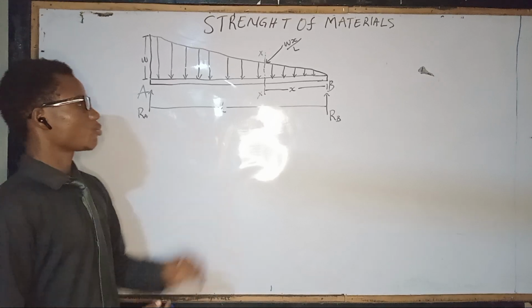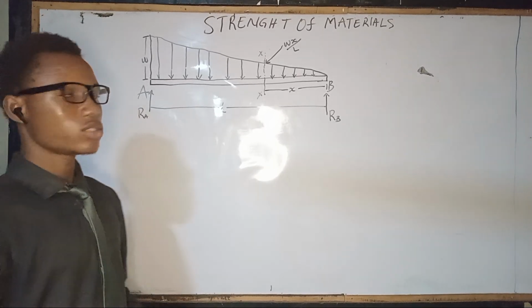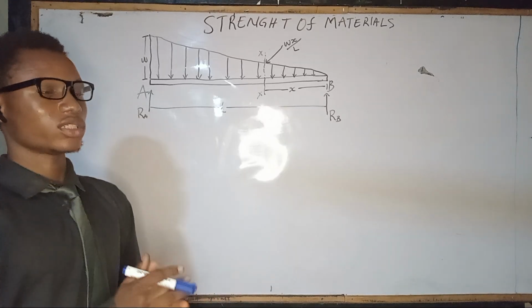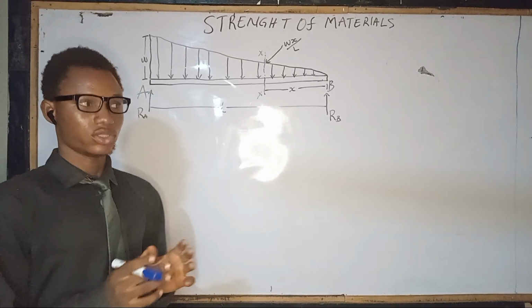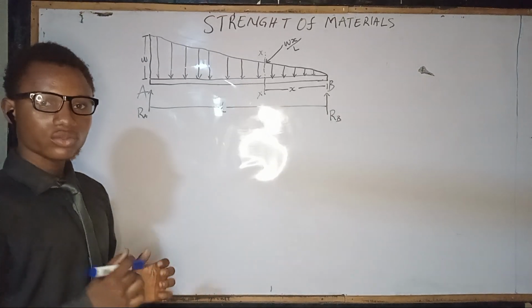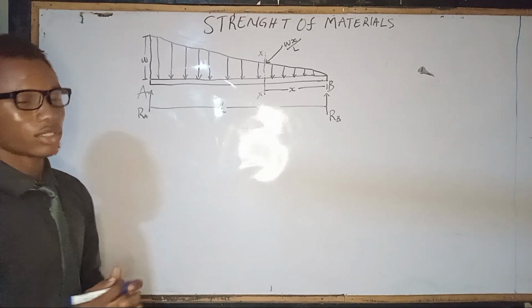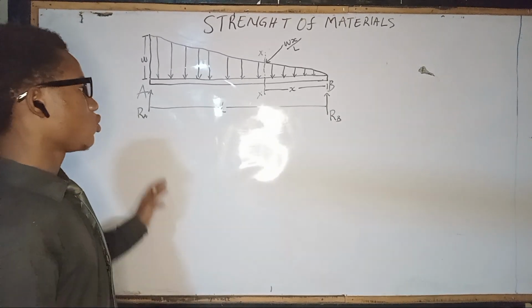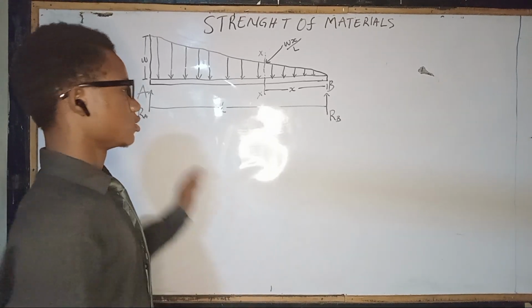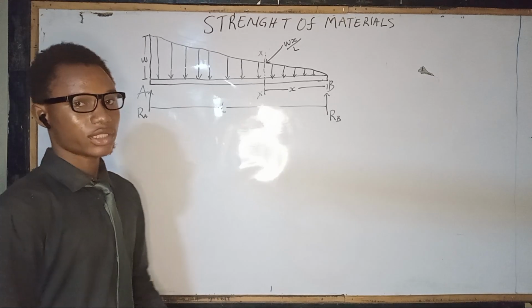Given a simply supported beam with a uniformly increasing load from B to A, we are also asked to find the shearing force and the bending moment diagram, the calculations and all other things like that. So now, how do we solve that kind of question? First of all, we know that in a simply supported beam, the first thing we look for is our reaction at A and B.